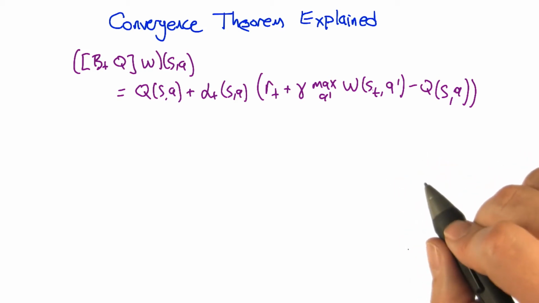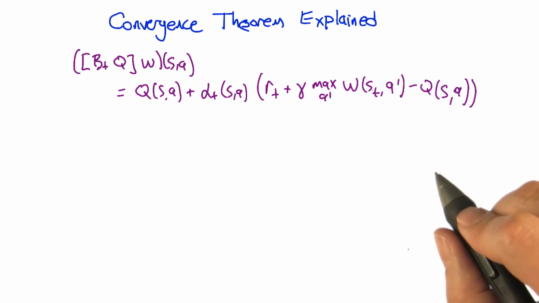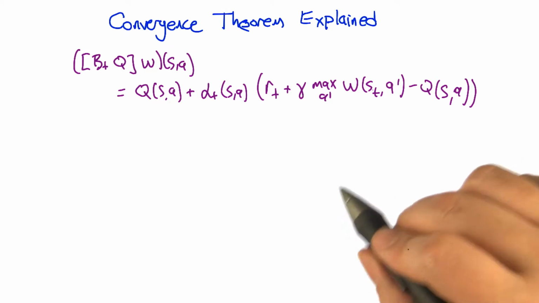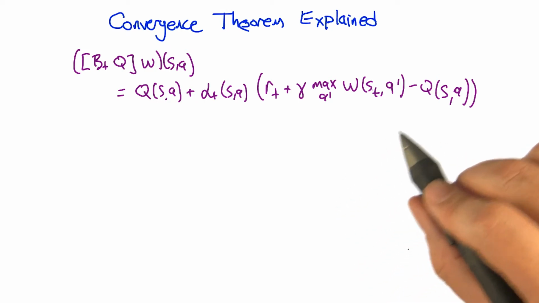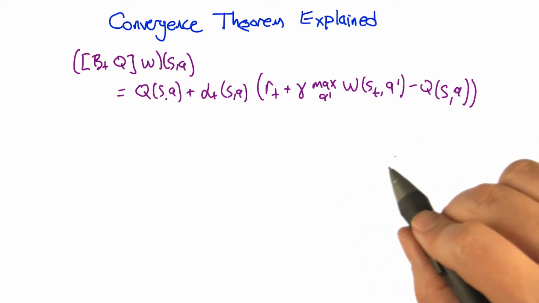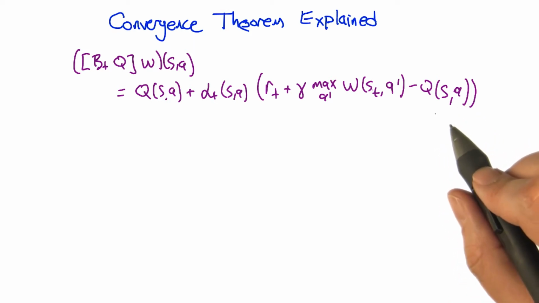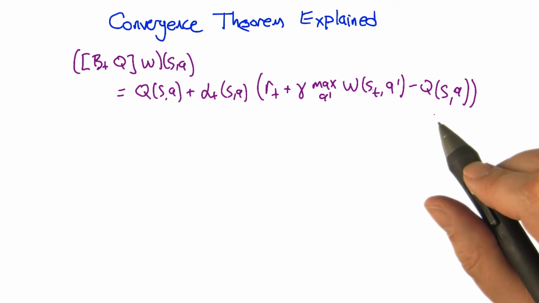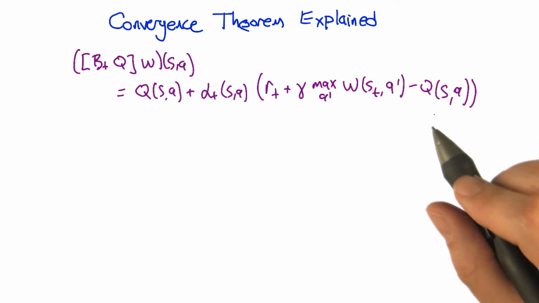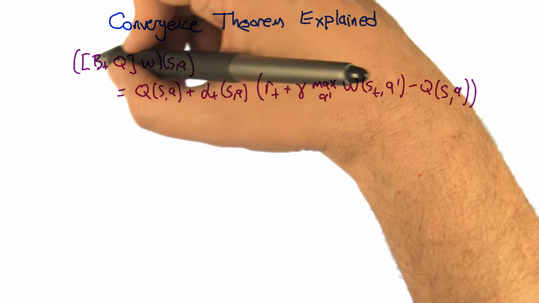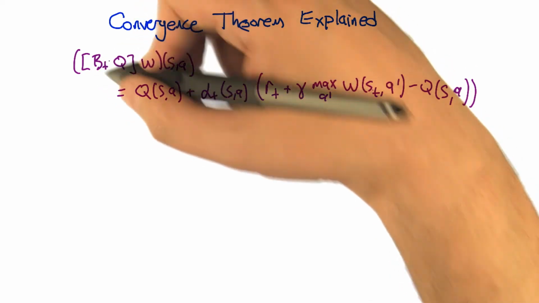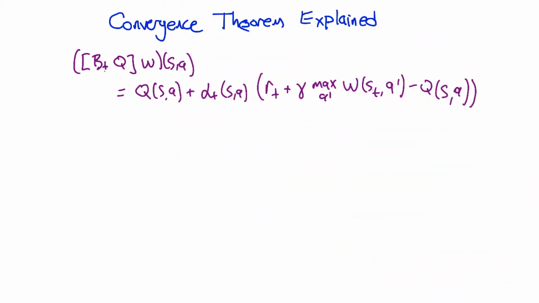All right, I want to try to explain this convergence theorem specifically in the context of Q-learning. It's intended to be general and apply to lots of algorithms of this form, but mostly we want to use it to show that Q-learning converges. So let me express Q-learning as an update rule in the form of this kind of weird BT operator notation that was used in the theorem.